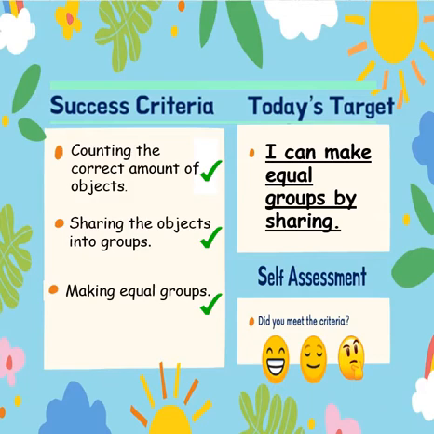So let's have a look back at today's target. Our target was to make equal groups by sharing. And to achieve that target, to get target achieved, we had to follow some steps. We had to do some success criteria. So we had to count the correct amount of objects. So well done if you did. You then had to share the objects into certain amounts of groups. So well done. And you had to make sure each group was equal. If you did all of those things, you will have got target achieved.